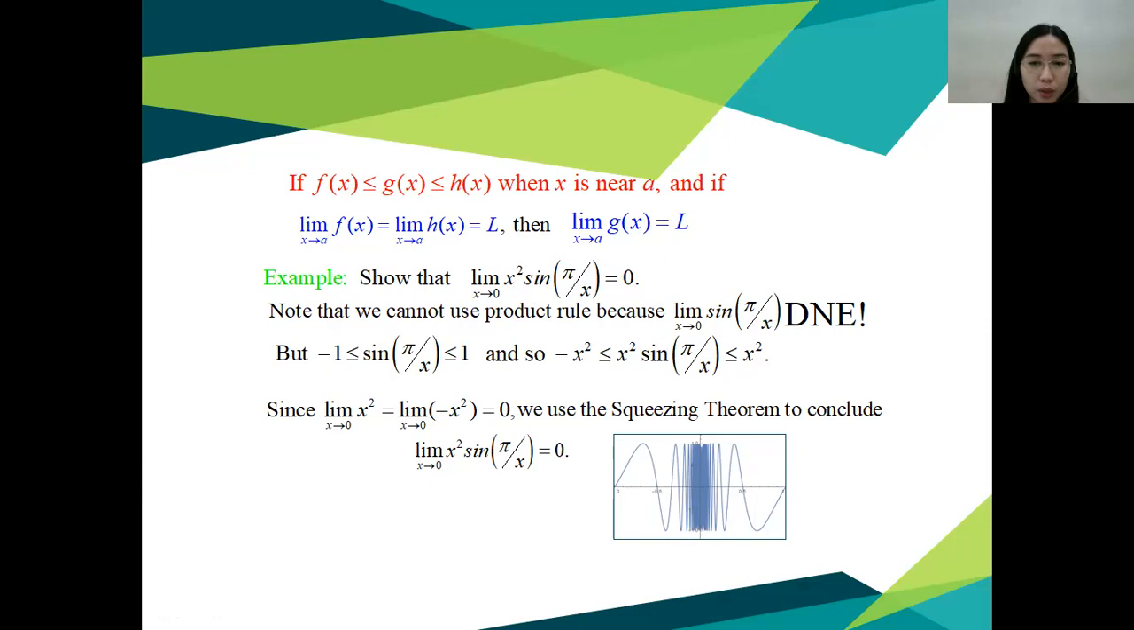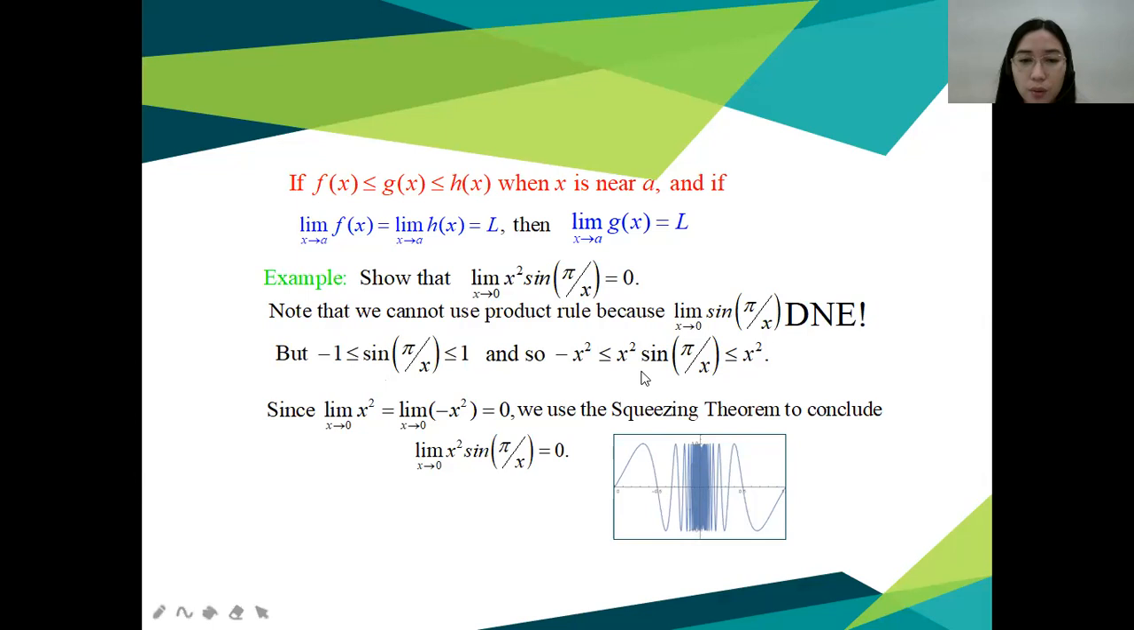We used epsilon delta earlier, where we made a range. But the term for this is the squeeze theorem. So, using the squeeze theorem, negative 1 is less than or equal to sine pi over x, which is less than or equal to 1.